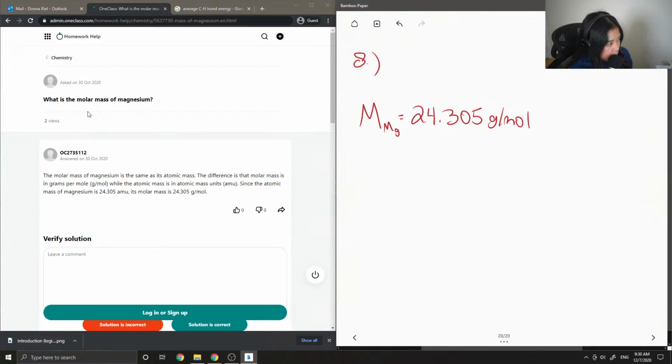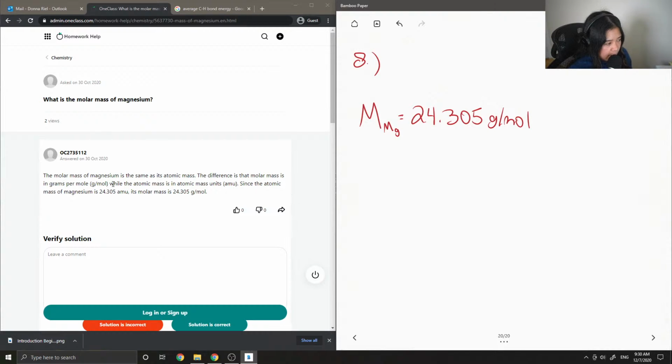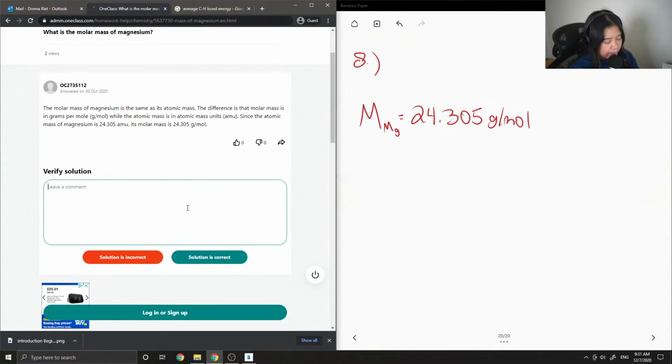And the junior tutor said, the molar mass of magnesium is the same as its atomic mass. The difference is that molar mass is in grams per mole, while atomic mass is in atomic mass units. Since the atomic mass of magnesium is 24.305 AMU, its molar mass is 24.305 grams per mole. Yep, so this solution is correct.